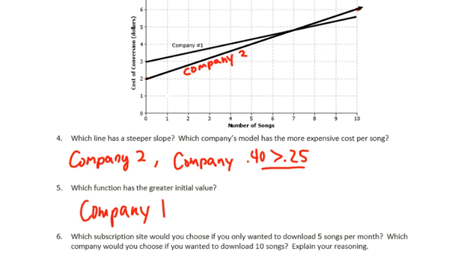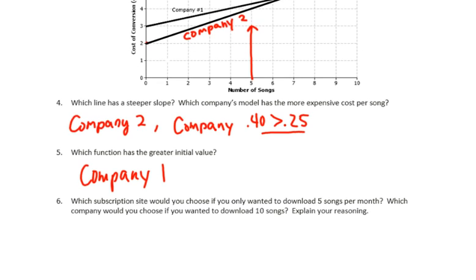Which subscription site would you choose if you only wanted to download 5 songs per month? So I follow 5 up, and I see which one would be cheaper. And I would come across company number 2's line first. So for 5 songs, I join company 2.